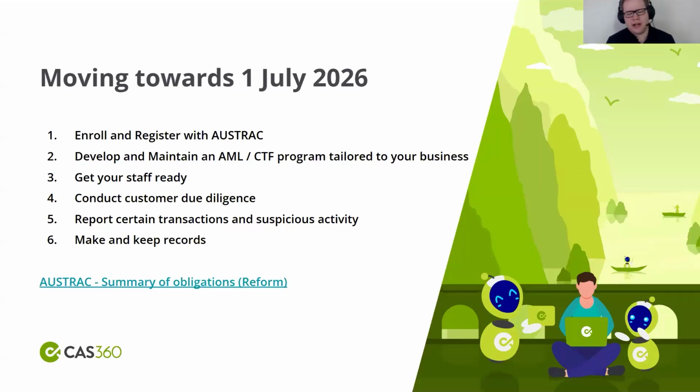You can also get your staff ready. So I don't know if you'd like to send this video to staff members who might be using the compliance screen, but essentially getting them all familiar with this screen can be beneficial in the future. You can also conduct the customer due diligence, just essentially on your own, either using BGL ID, which we have available, or through your own methods. You can report certain transactions and suspicious activity, as well as making and keeping records through that compliance screen. So these are taken from the summary of obligations that I have linked here as well.